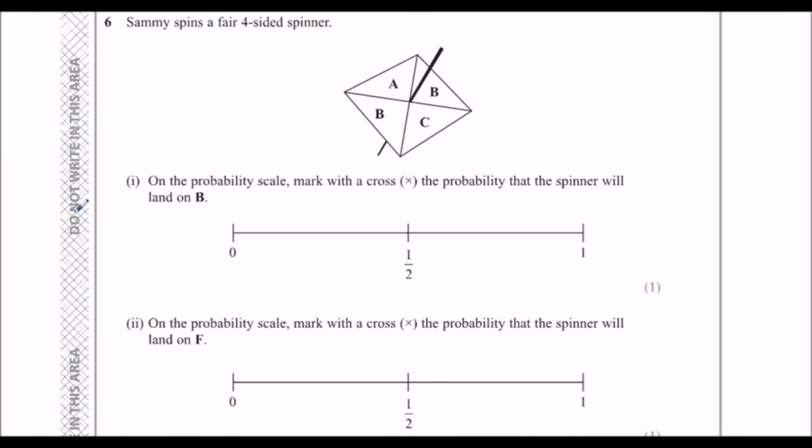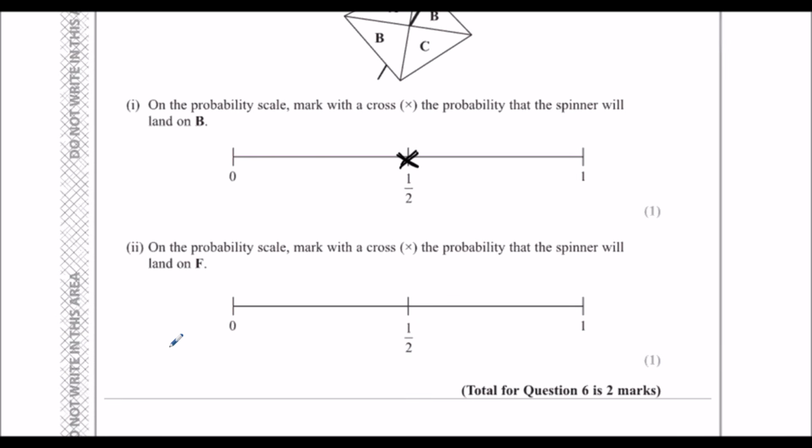Question 6. Sammy spins a fair four-sided spinner. So there's one A, two B's and a C. And it's fair, so there's equal chance of it landing on each quarter. On the probability scale, mark with a cross the probability of getting a B. So there's two B's out of 4, so that's half. So we're just going to mark half.